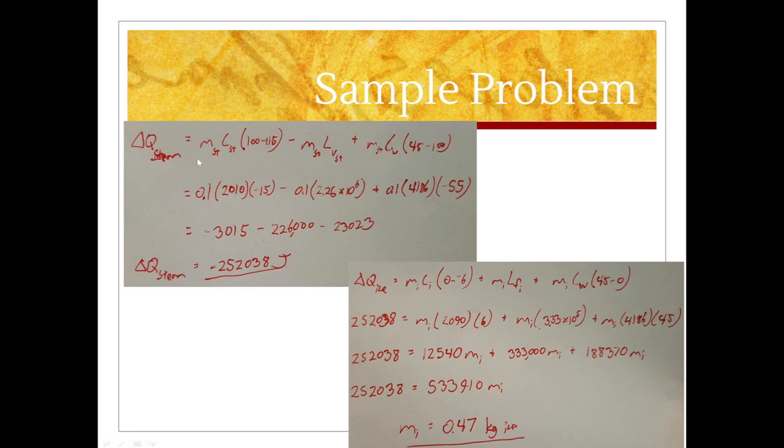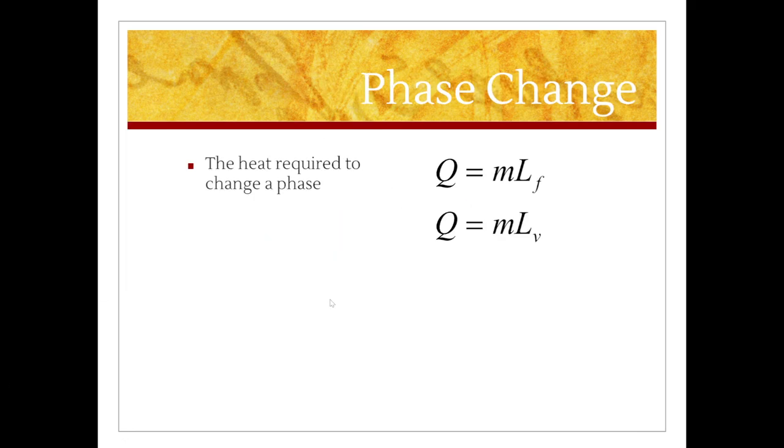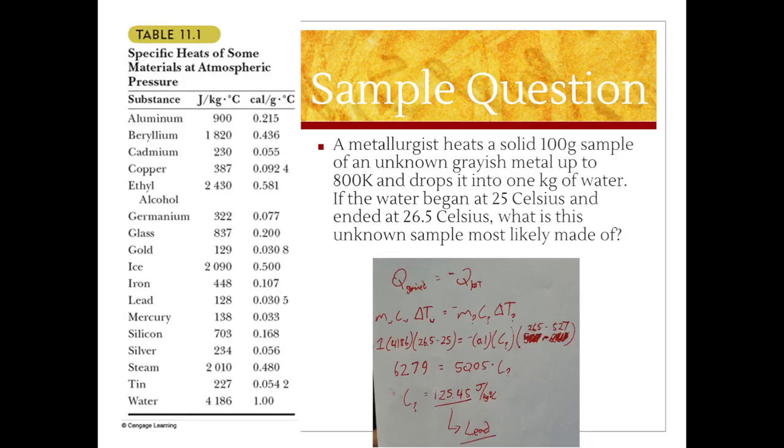And then we need to look up the specific heat for steam. I'm going to tab back several times to try to show the table that has that information. This is a previous example that has the specific heats chart on it. Specific heat of steam is listed here somewhere. Here it is. Steam, 2010 joules per kilogram degree Celsius.